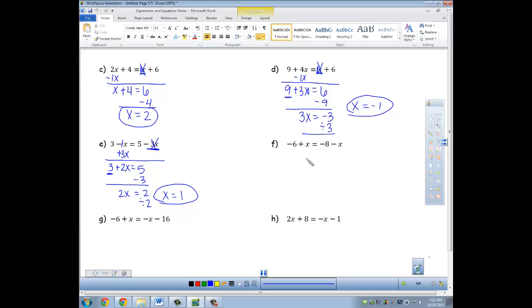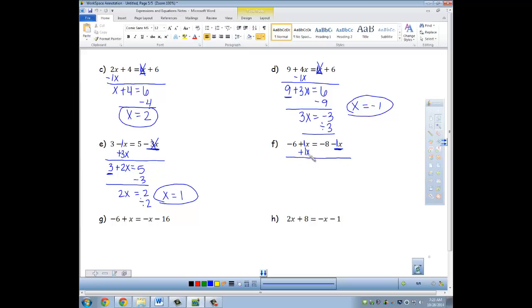Next, for part F, we have 4 terms again. So again, I'm going to choose my smallest variable. I have a positive 1x and I have a negative 1x. Obviously negative is smaller, so this is the variable I want. Instead of a minus 1x, I'm going to do the opposite and add 1x to the other side.